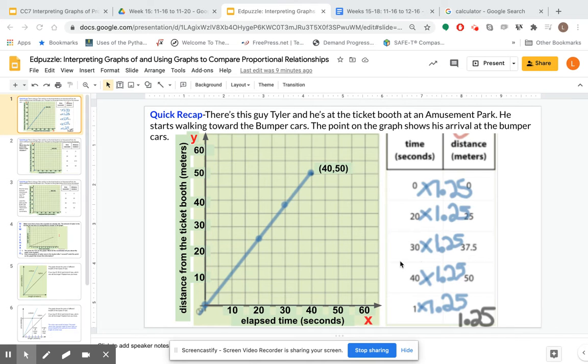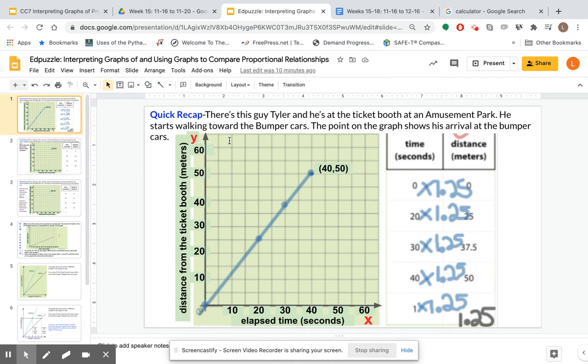Okay. Now I want you to look at the graph. Here's the X's. Here's the Y's. It should match the table. Okay. All right. Now, one thing I want to point out is that the rule for the table is that all of the X values are being multiplied times 1.25 to get the distance in meters, the Y side, okay? All right, how did we get that?